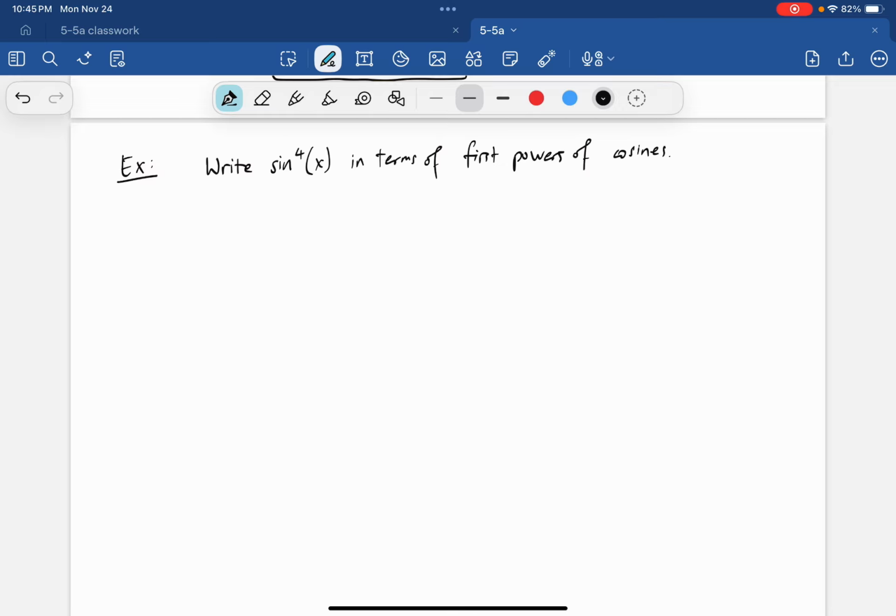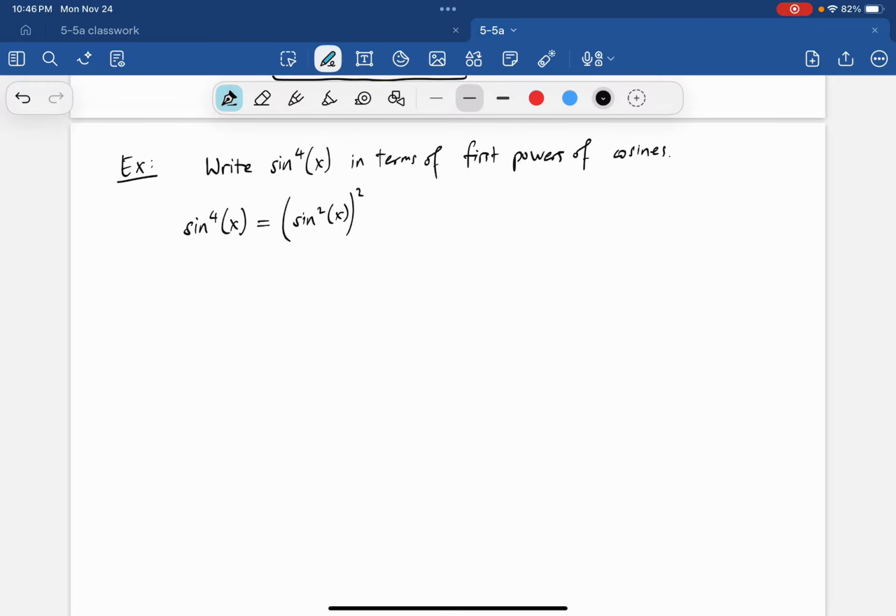So the way we're going to approach this, and this will apply on the classwork as well. Classwork has cosine to the fourth x, not sine to the fourth. The way we're going to approach this is by writing sine to the fourth x as sine squared squared, right? If we square square, we get a fourth power. So that's very easy to see that this is true. And then now we can apply that power reduction formula, right?